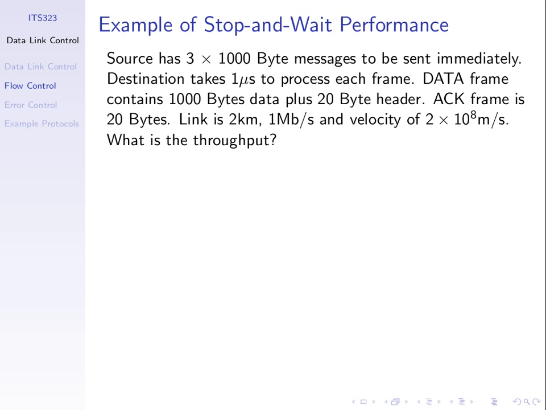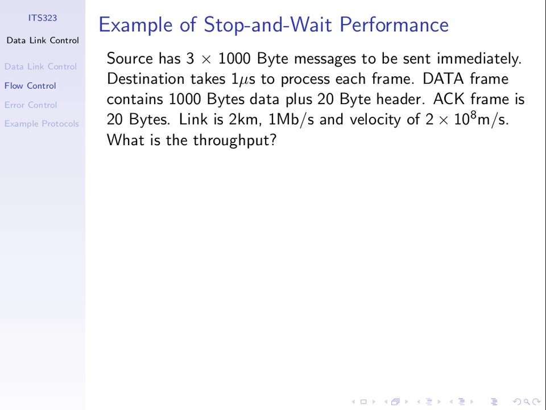A frame also contains a header. Most protocols add a header to include extra information to support the protocol. I'm just making up some numbers for this question. I say that the data frame contains 1,000 bytes of data plus a 20-byte header. So the frame is in fact 1,020 bytes in length. An ACK frame contains no data, it just contains the header. In this case, the ACK frame is 20 bytes in length. So we know the size of the two frames.